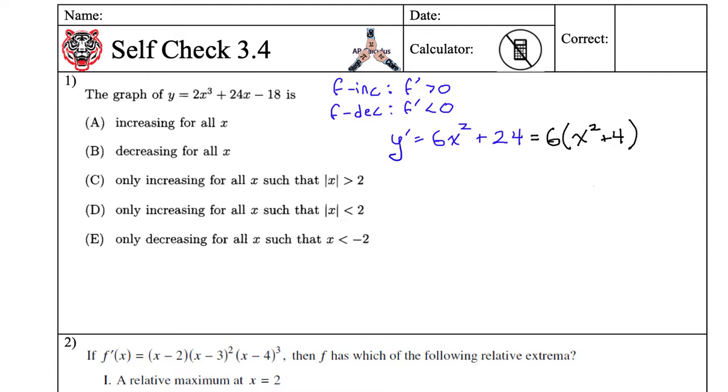Well, I know that 6 is always positive. Obviously, it's not a negative 6, it's a positive 6. And this thing is always positive. I will write it out here. Always positive. Why? Well, I know that x squared is always positive because a negative times a negative is always a positive, and positive times positive is always a positive. And if I'm adding something to a positive, I'm just going to be even more positive. So I'm always going to have a positive. I can never have a negative value. I can never be decreasing. I can only be increasing. So it is increasing for all values of x, A.